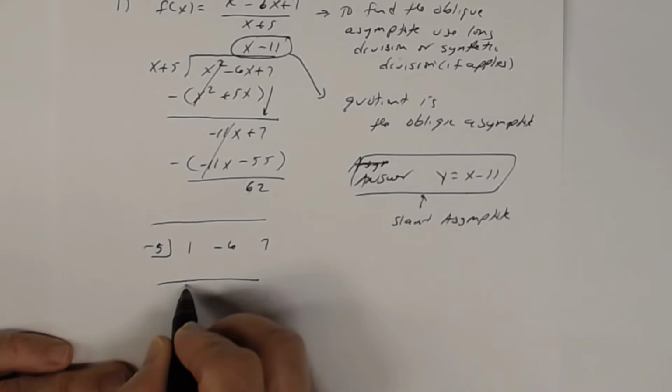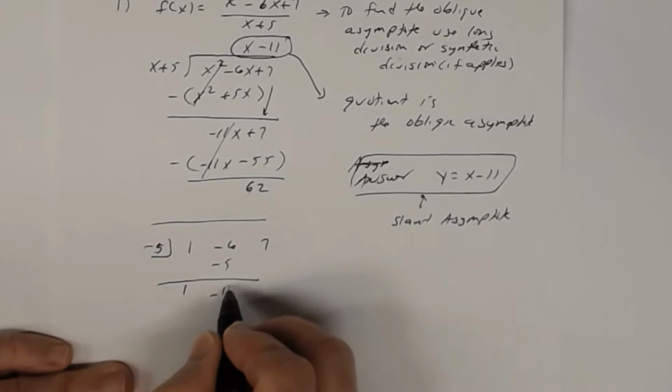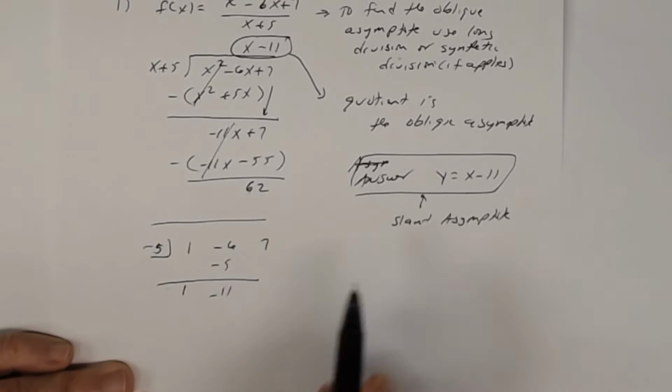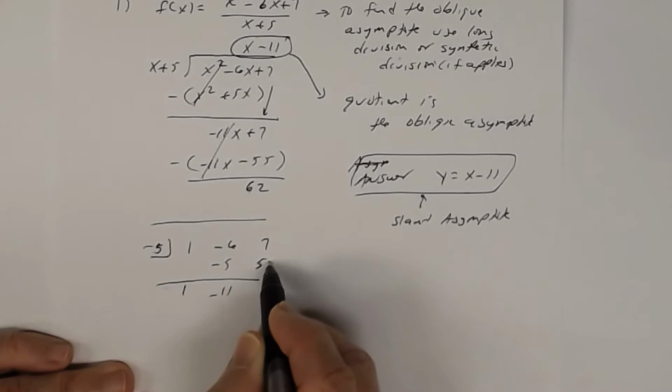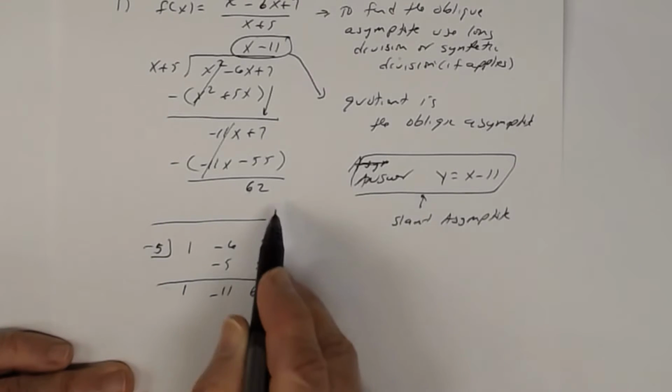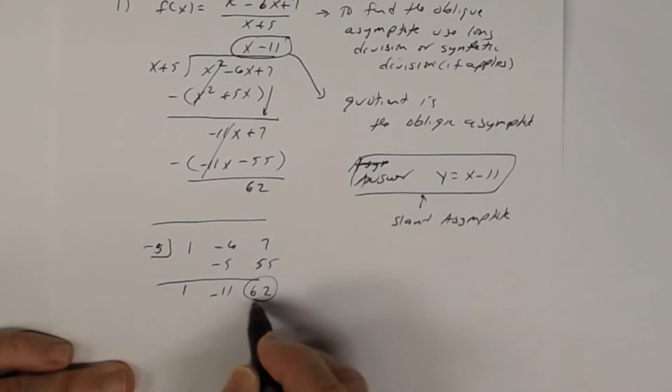Okay, bring down the 1. Negative 5 times 1, you multiply. That's negative 5. Add, you get negative 11. Remember that negative 11 right here? And then negative 5 times negative 11 is 55. And you add, you get 62. So remember that 62? All right, so there's your remainder.